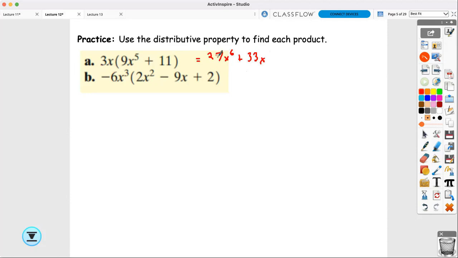9 times 3 is 27. The 1 and the 5 is 6. 11 times 3 is 33. We are correct. Good job, everyone. Thank you guys for chiming in. Let's see what you do.